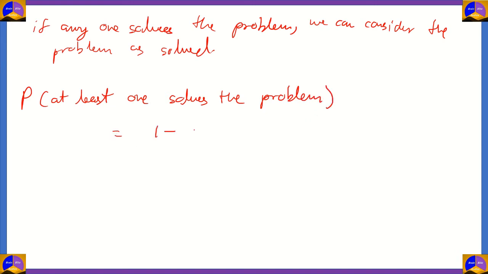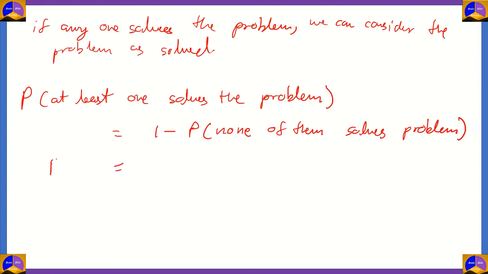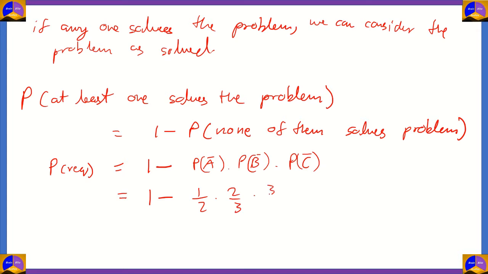Now we can write that as 1 minus P of nobody, that is none of them, solves the problem. So let's write the left-hand side as P of required, that means the required probability. And the right-hand side will be 1 minus P of none of them solve the problem, which will be the same as the product of P of A dash, P of B dash, and P of C dash, because P of A dash is P of A not occurring, P of B dash is P of B not occurring, P of C dash is P of C not occurring. So if you want to find the probability that none of them occurs, then you need to multiply these 3, and that's why we did that conversion earlier. So you get 1 minus 1/2 times 2/3 times 3/4.